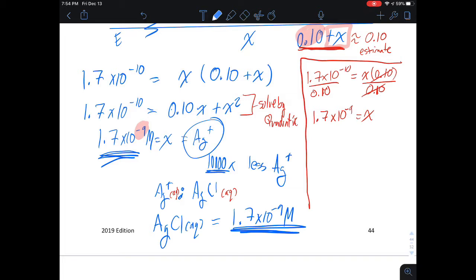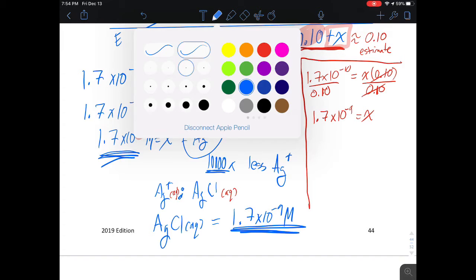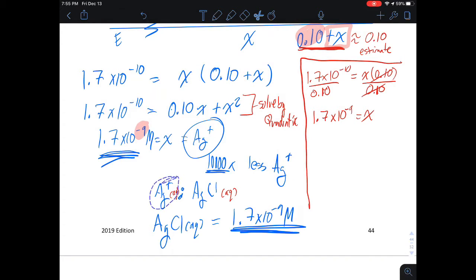I'm just going to clean this up a little bit. I've made quite a mess of things, so I'm going to have some pretty messy writing here. So I'm just going to write a little bit neater here. Okay. And so that's what we have.